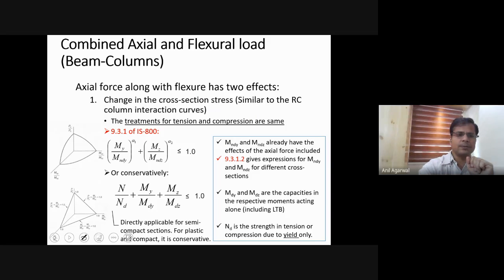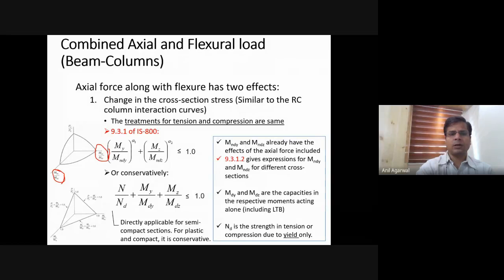So this shape you can see here. In this shape, you have M versus M: this one is in the Z axis, this one is in the Y axis, and this is the axial force. What it is saying is that the actual moment is in the numerator and the denominator is the capacity. Similarly in the y-axis, the actual moment versus the capacity, and the vertical axis is the actual force divided by the axial load capacity. And that relationship is given by this geometry.